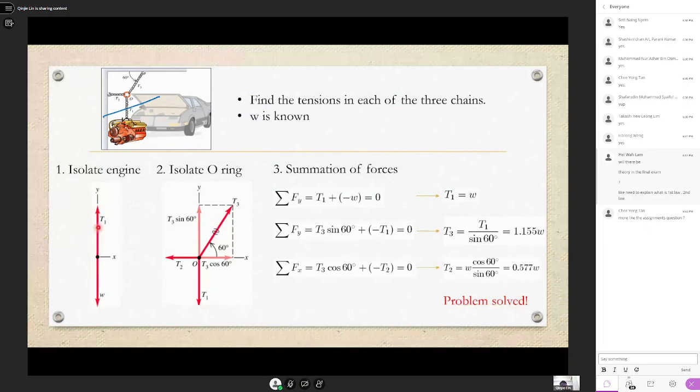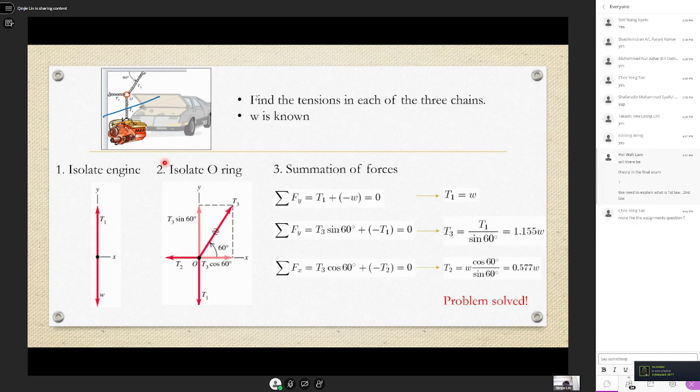When you are wrong, let's say this string, this chain here is actually opposite. It's actually in compression. You'll realize after that when you solve for this T1, you will get a negative value. That will tell you your assumption at the start is wrong. But from convention, we will usually assume tension, which means from the object, we will draw an arrow pointing outwards. And then we label T1, which stands for tension 1. Okay, so this is the first free body diagram that we will have.